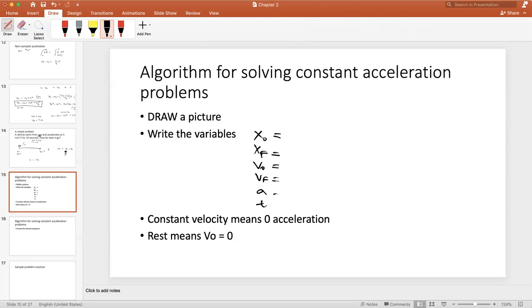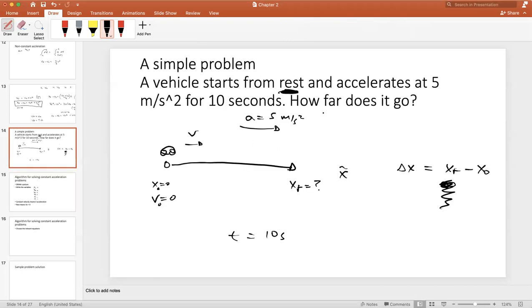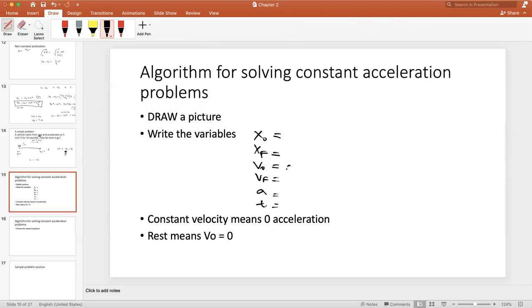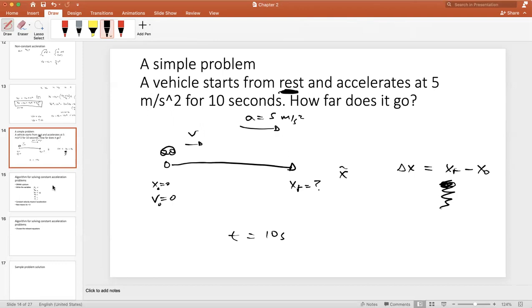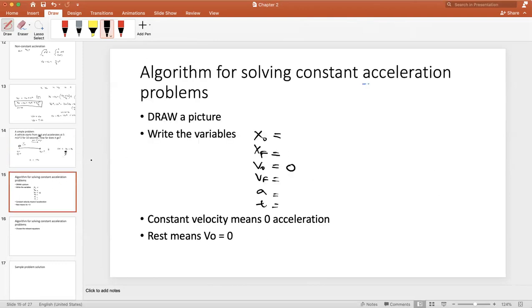Now, what do we know from our picture or our problem? Well, we know that it started from rest. So we can say right away that this is 0. We know that the time is 10 seconds and the acceleration is 5 meters per second squared. We're assuming that we can choose where to start measuring x from. So we can say that x initial is 0. And we don't know this, and we don't know this.